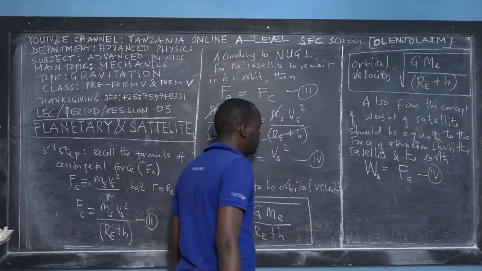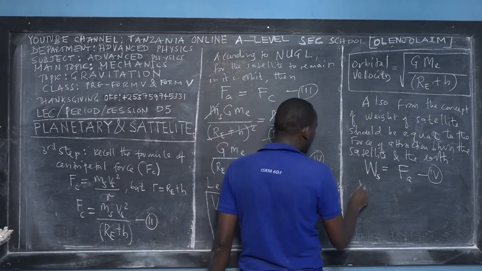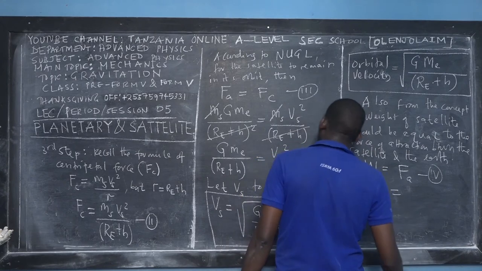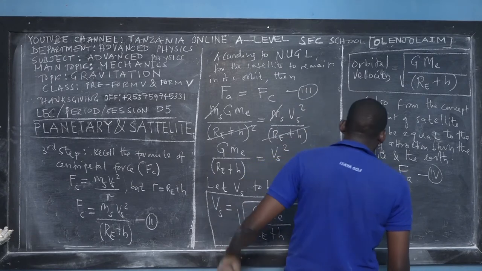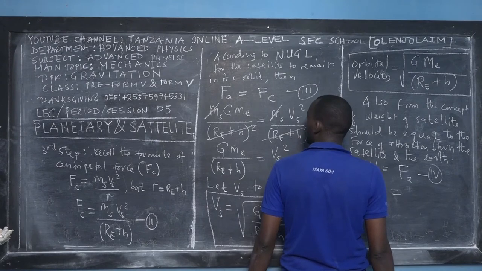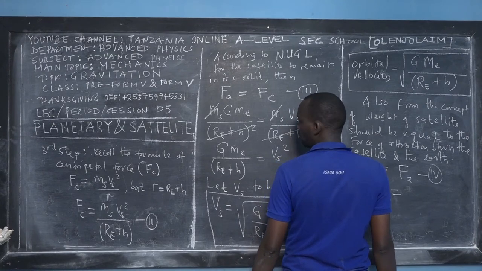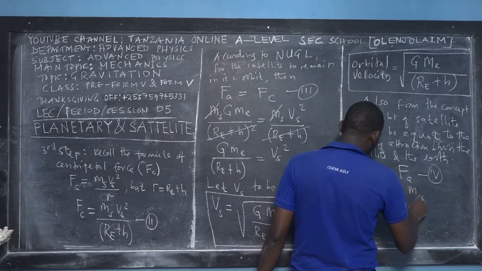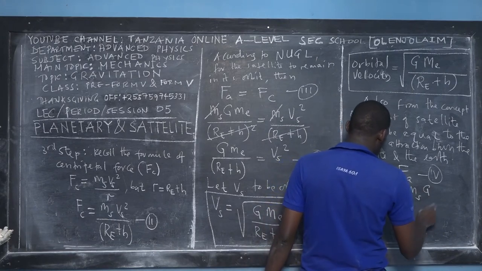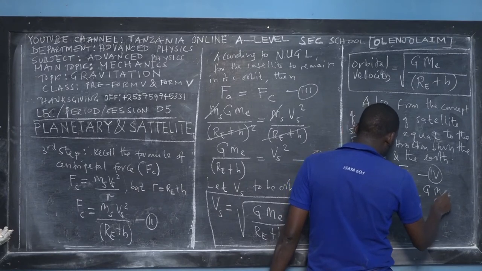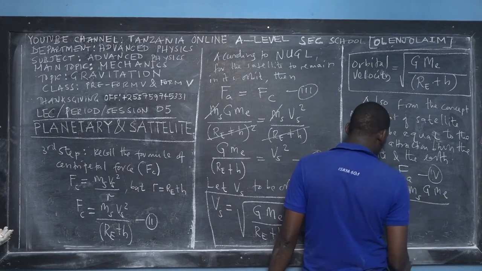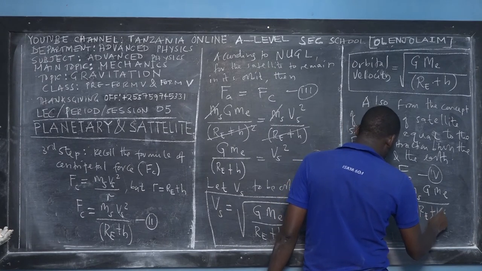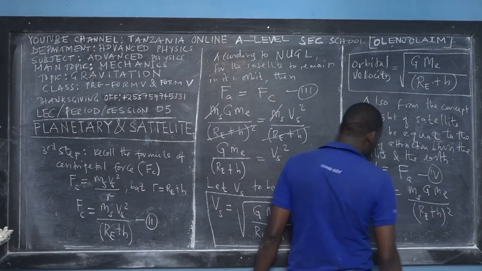Suppose that this is the fourth equation. Then what is the weight of the satellite? Mass of the satellite times gravity. So what is the force of attraction? It was equation one, which I told you is the mass of the satellite times the universal gravitational constant times the mass of the Earth, then multiplied by, what? The radius of the Earth plus the height, and this is squared.